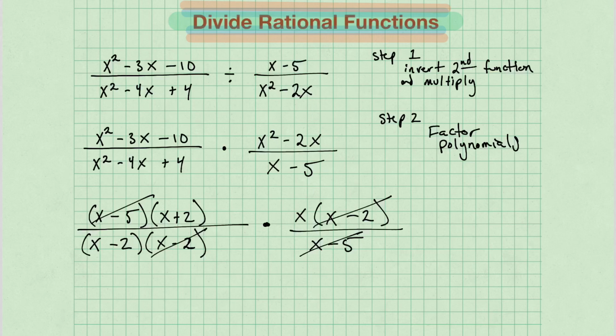So then the next step, we're just going to go ahead and do this multiplication and kind of clean it up. So here's what we're left with. We're left with an x, an x plus 2, and an x minus 2. So our final answer, we get x times x plus 2, divided by x minus 2. So here's our answer when we finally get down to it.